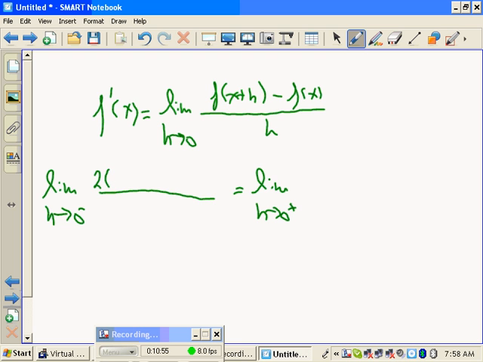2 times x plus h plus 1. That quantity minus what? 2x plus 1, the function itself. Okay. So we're going to try and work this out. And hopefully it's the same as this side, so we can prove differentiability.